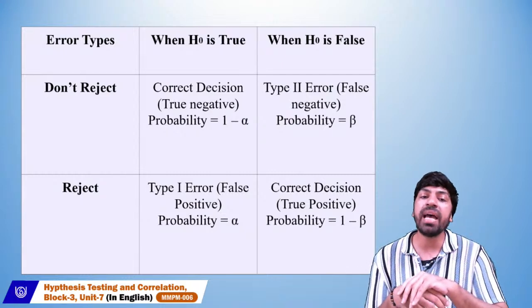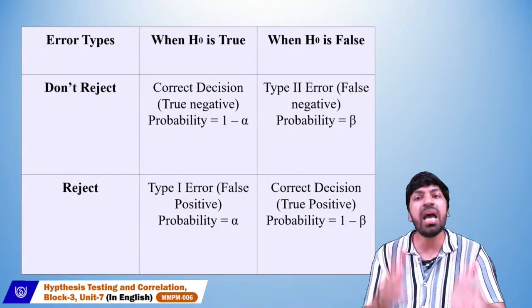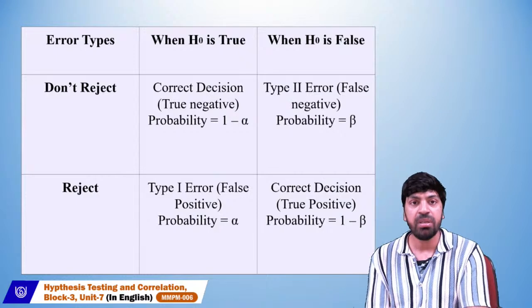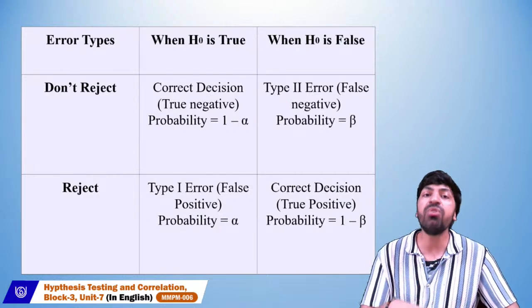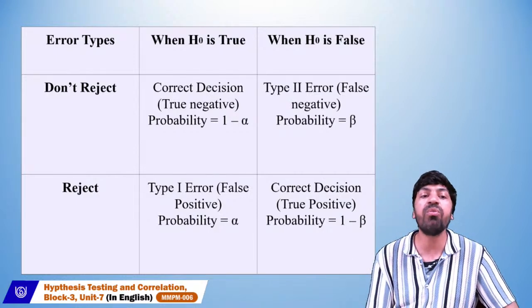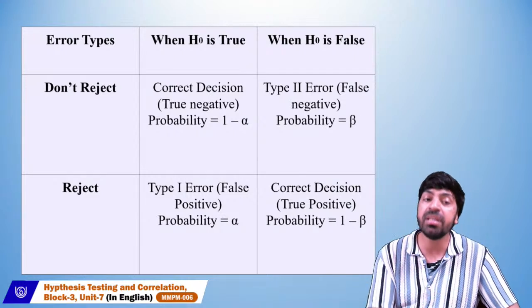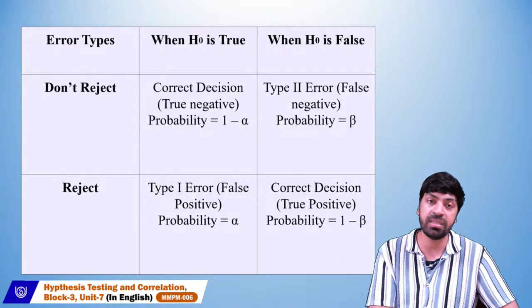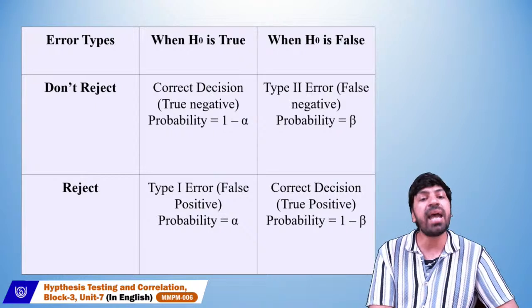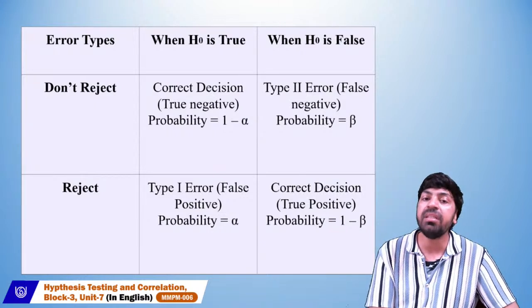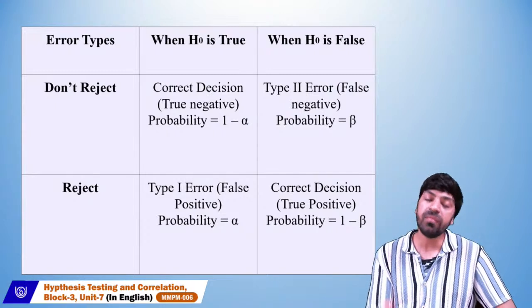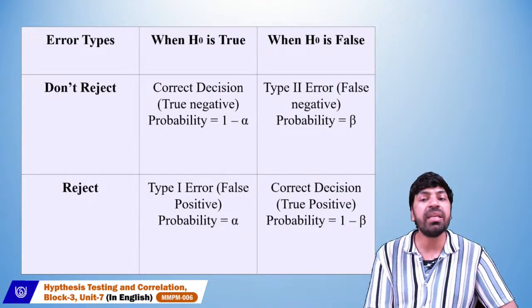When we talk about the type 1 error, if the null hypothesis is true, and after knowing that the null hypothesis is true the researcher is rejecting the null hypothesis, it stands for type 1 error, that's called the false positive. And the probability refers to alpha.